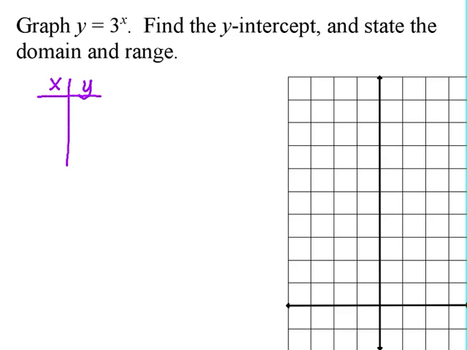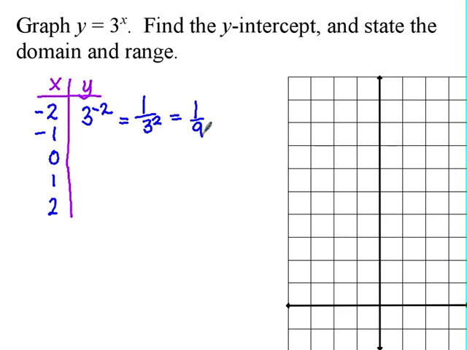A good rule of thumb is to start with numbers around 0. So we could do -2, -1, 0, 1, and 2. Since this is our first graph, we're going to use a few more values than we would normally use, just so that you can see how it looks. I'm going to plug in -2 for x. So I've got 3 to the -2 power. Do we remember what that negative means? It turns into the denominator, so it should be 1 over 3 squared, which is 1/9.